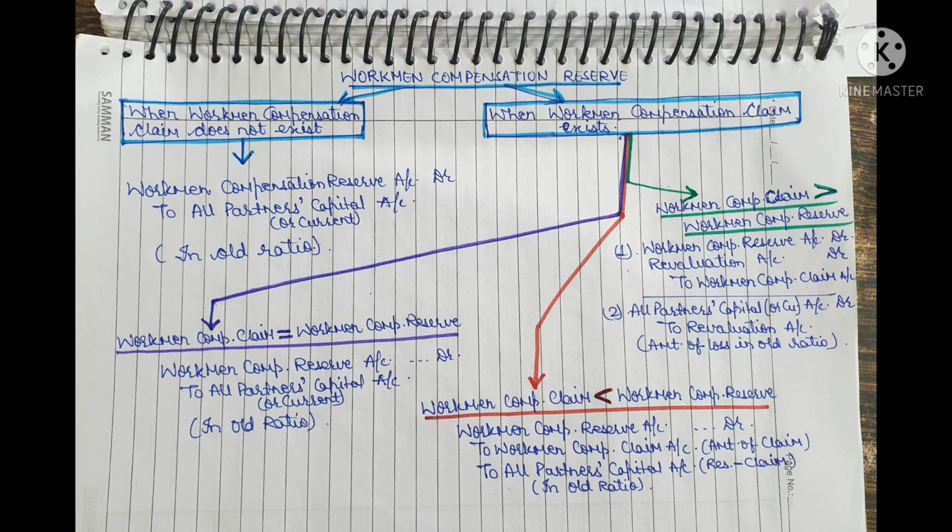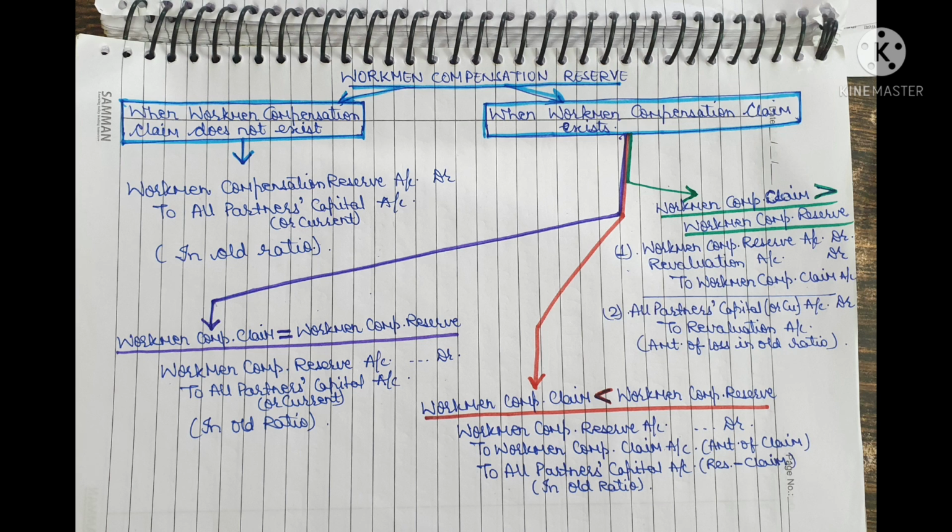So in that case, two entries will be passed. One will be workmen's compensation reserve account debited with the amount lying in the reserve, revaluation account debited with the amount which is falling short to compensate the employee for the claim, to workmen's compensation claim account with the amount of claim which is to be given to the employee. This way the entry will be workmen's compensation reserve account debited, revaluation account debited to workmen compensation claim account.